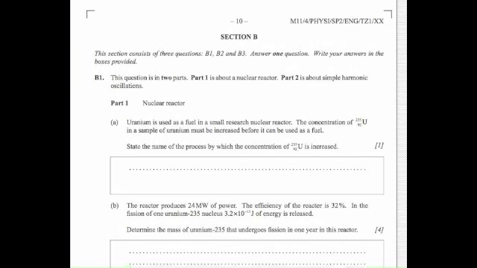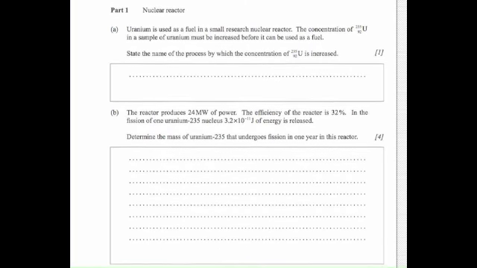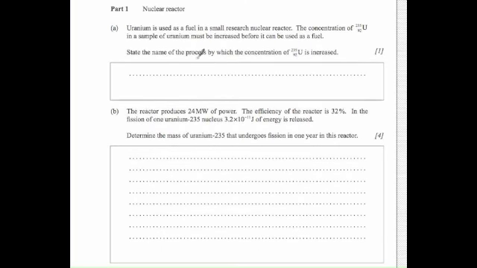Now on to section B. First, nuclear reactors. In order to use uranium in a nuclear reactor, first we need to increase the concentration of the fissile isotope, that's uranium-235. The process by which we do this is called enrichment.